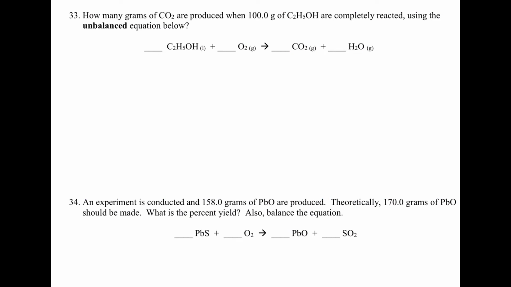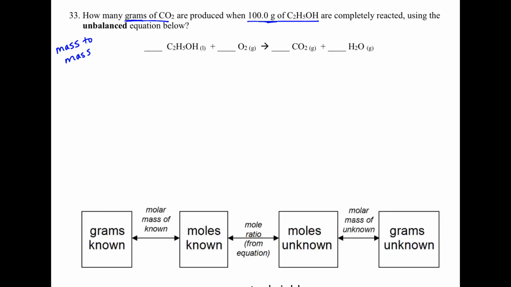All right, so question 33, if we take a look at this one, it says how many grams of CO2 are produced when 100 grams of C2H5OH are completely reacted. So since we see grams and grams, we know that this is going to be a mass-to-mass problem again. So this is going to be just like 32. It is going to be a longer one. Okay, so again, if you're getting stuck, I'll pull that guide up as a helper. Okay, so we have our guide at the bottom there now.